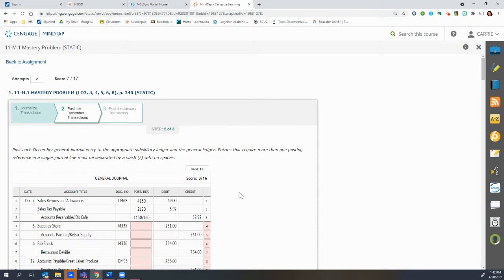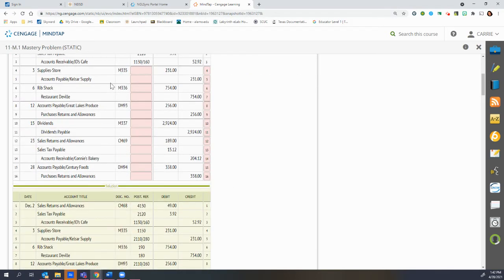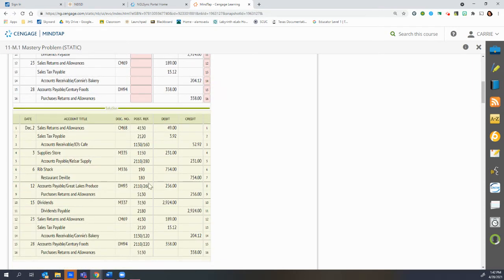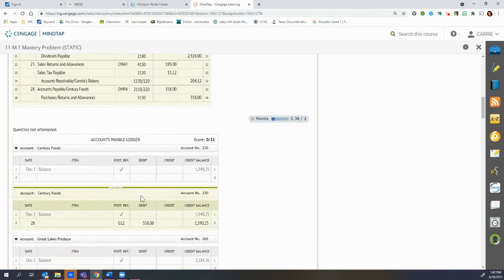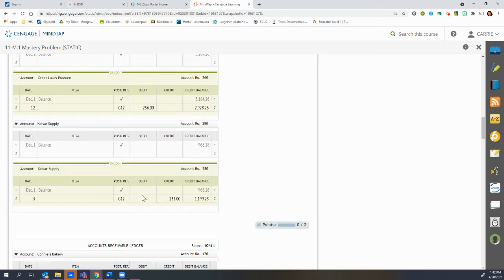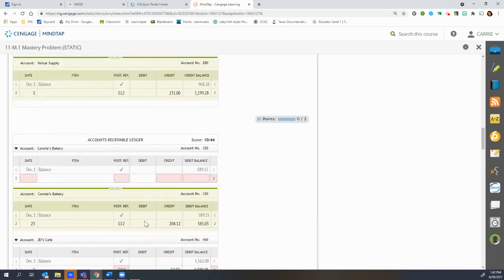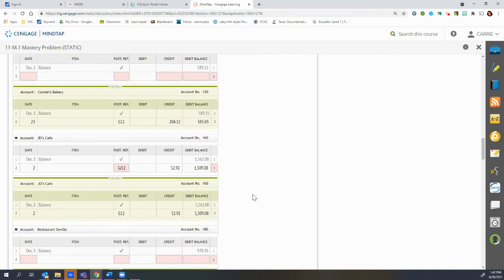So basically, what it missed was getting these moved over and having these account numbers here. And remember that if it has a slash, it's going to have the two numbers in the posting reference, and make sure you post it to both the controlling account and the subsidiary account. And then, these were already done. I didn't do all the accounts receivable, etc.